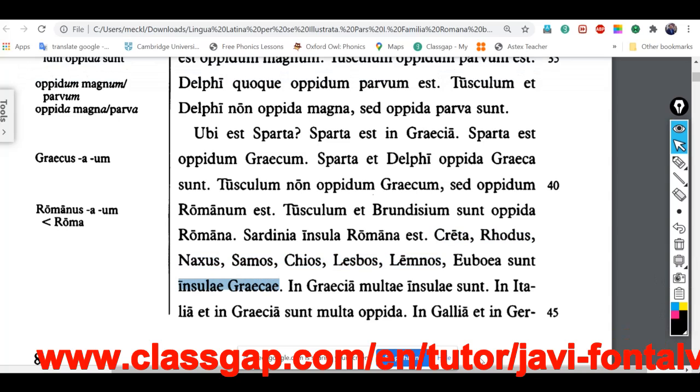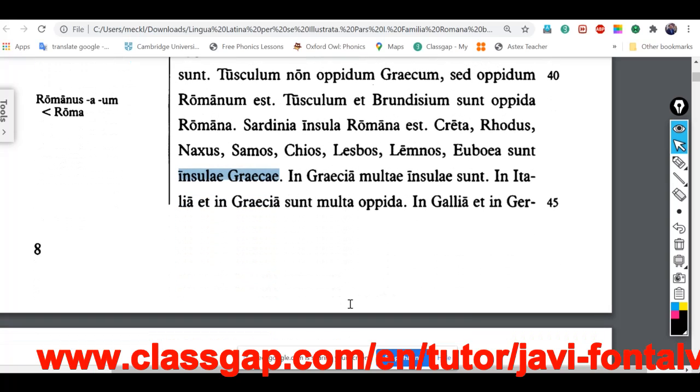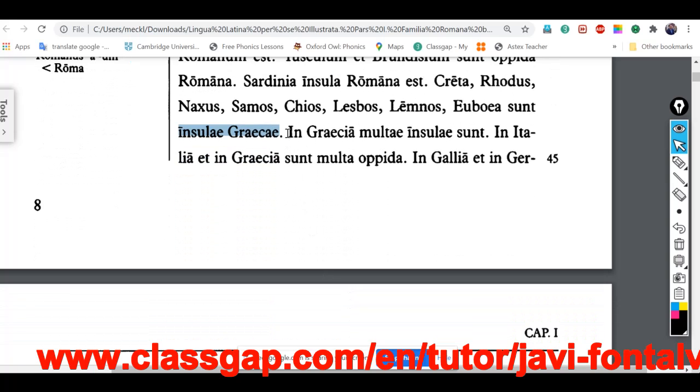Insula Graeca. What does this mean? Islas griegas, exactamente. Estoy diciendo Creta, Rodas, Naxos, Chios, Lesbos son islas griegas. Okay, Martín, you're gonna do the rest.